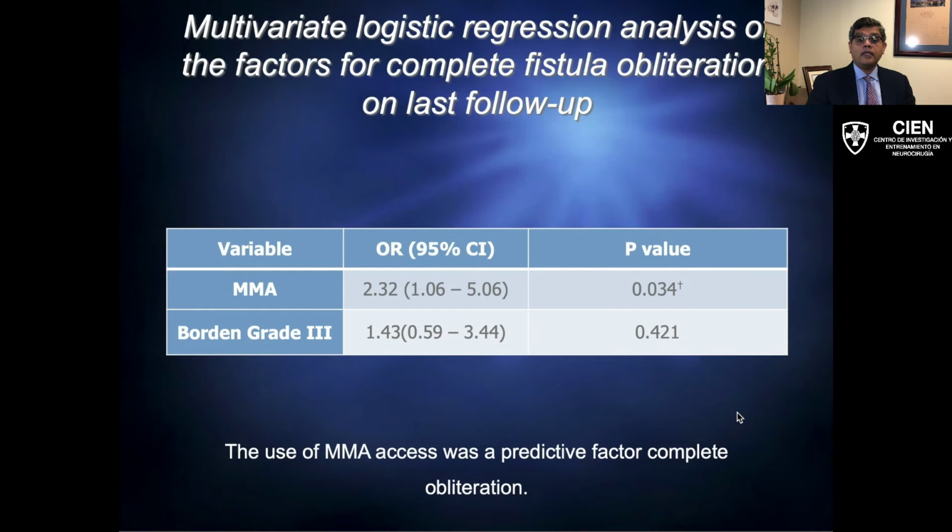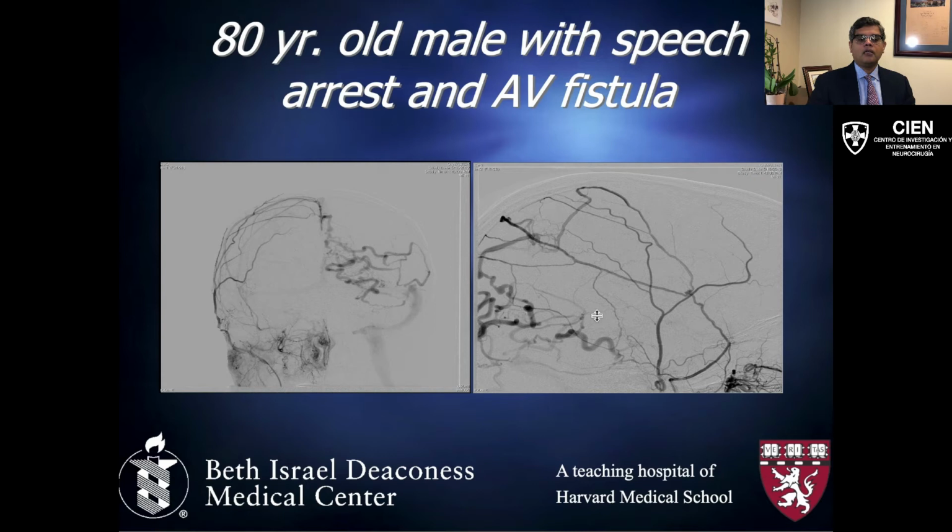And then when you do a multivariate logistic regression analysis, you find that, again, these are the two factors that are most important to predict complete obliteration. Now I want to show you a few examples. So this is an 80-year-old male who came in with speech arrest and an arteriovenous fistula.